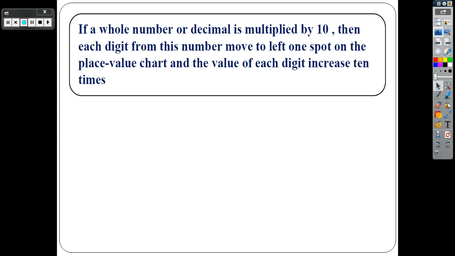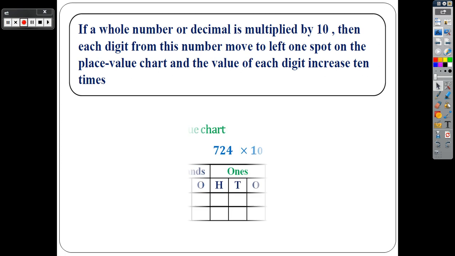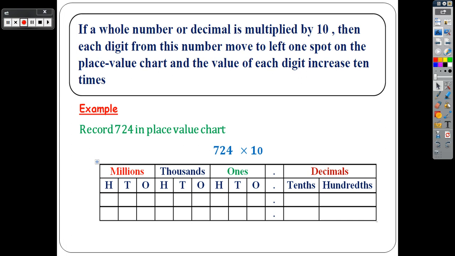The first rule in this lesson: if a whole number or a decimal is multiplied by 10, then each digit from this number moves to the left one spot on the place value chart, and the value of each digit increases 10 times. Look at this example.